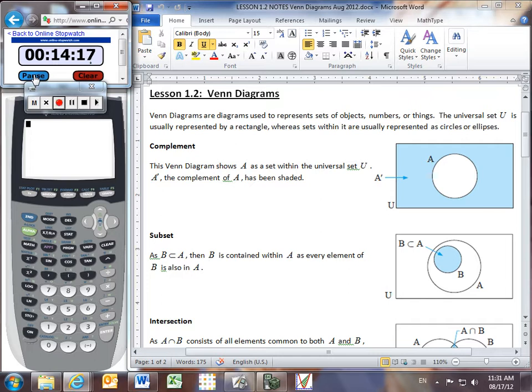So a few of the concepts that we were looking at in the sets unit, sets lesson before, included the complement. So here's a diagram of the complement of set A. You'll see that the shaded region is everything outside the circle A, meaning that these are all of the elements in the universal set that are not in set A, which is why it's often referred to as A not.